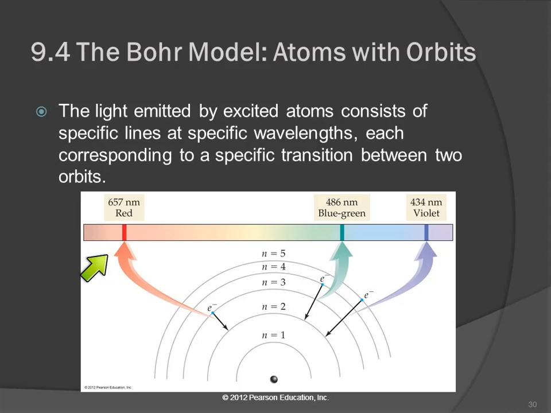The light emitted by these excited atoms gives us these specific lines at specific wavelengths. So this 657 nanometer red line that we see comes from an electron moving from the third level to the second level. This blue-green one has a wavelength of 486 nanometers, and that's a transition from the fourth to the second. And this violet light is from the fifth to the second orbit of hydrogen. Because we can measure these wavelengths and their energies, we can calculate the energies of the electrons in the atom. It's really cool.